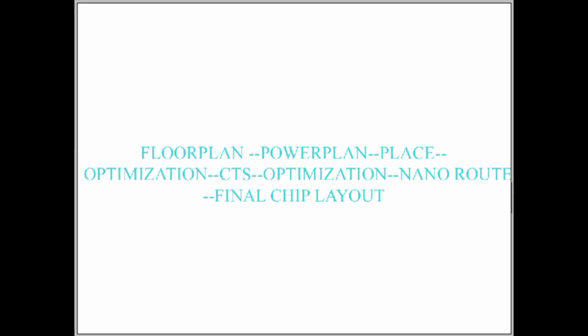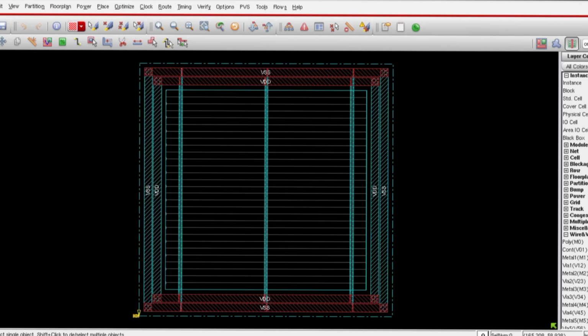Let's start the backend design. Here in the backend design, first floor plan, then power plan. After several steps, the backend design is finished. Here we need to enter the command encounter. The Encounter tool opens. Here we need to import the design. In design import, we import the netlist file which is generated in synthesis. We need to specify the floor plan. Here we need to add the rings. We add power rings, that is VDD, the power supply, and ground, and we add the stripes which are shown in this figure.